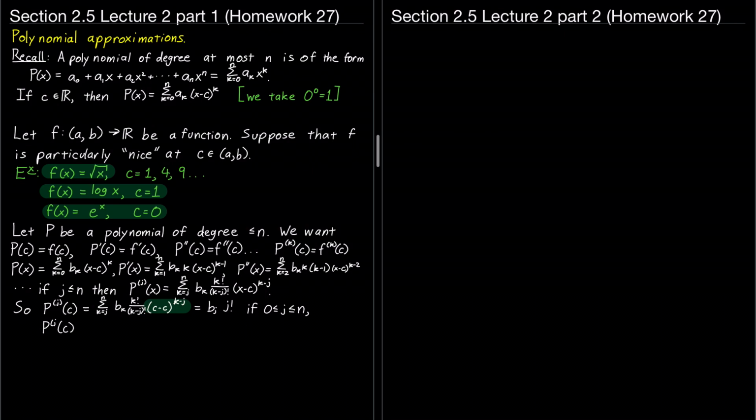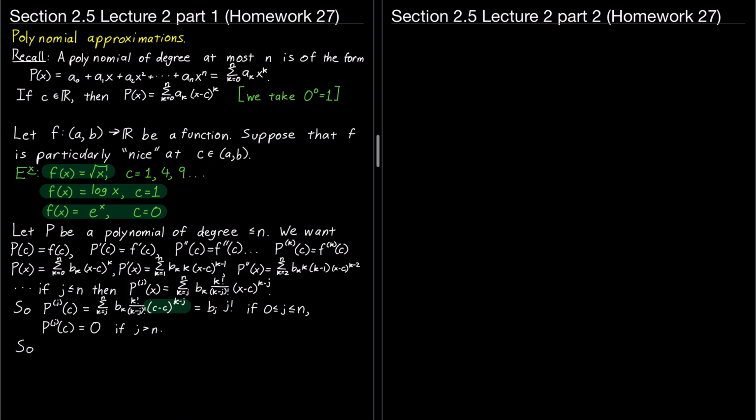And of course, this is the derivative if j is between 0 and n. Any higher derivative is 0 if j is strictly greater than n. So the first derivative of a constant is 0, the second derivative of a linear function is 0, the third derivative of a quadratic is 0, and there's nothing you can do about that.